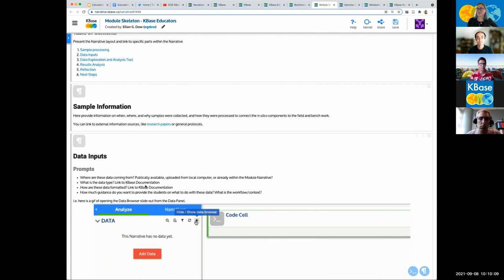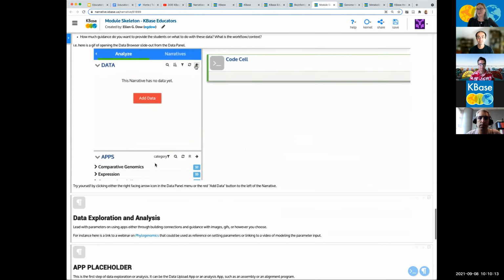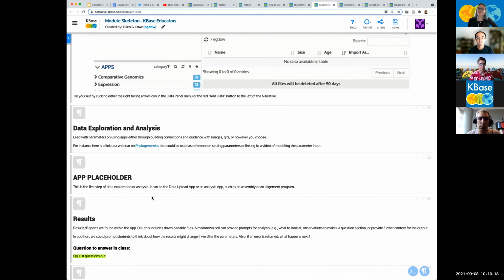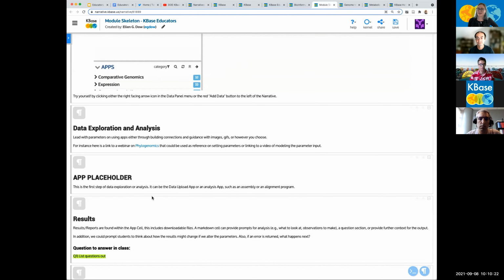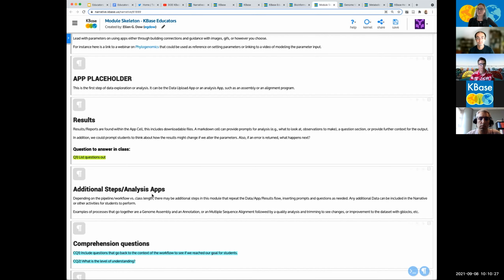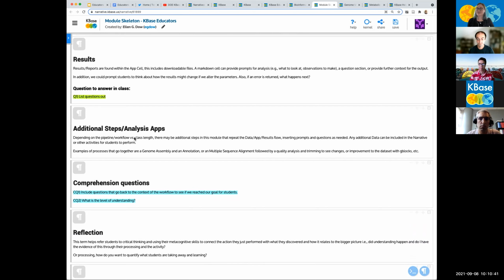So there's a lot of helpful information in this module skeleton on how to add data to a narrative. And then it goes through the different acts of using an app. So going through and being able to use these apps for data exploration and analysis. And then within the results, when students have results, there are embedded questions to help prompt students, and going through the apps themselves with the outputs, as well as the different parameters.